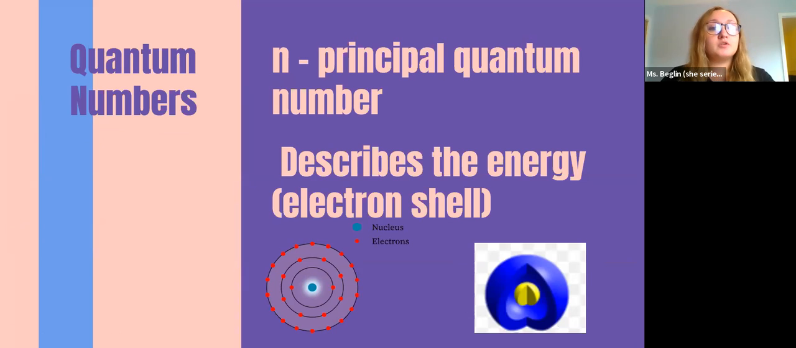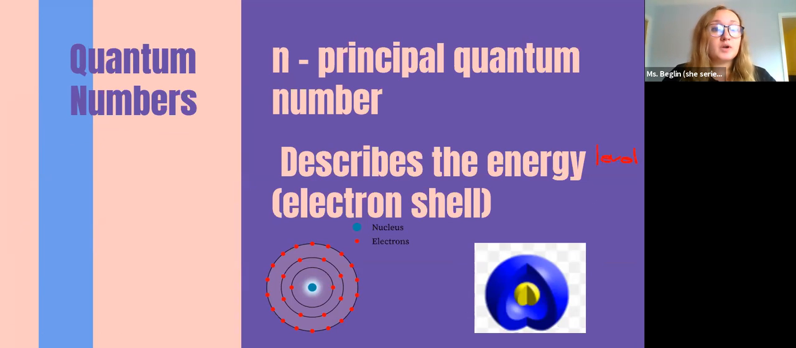We describe orbitals using quantum numbers. There are 4 quantum numbers, which I'm going to take you through. N is the principal quantum number. It describes the energy level, or the electron shell.